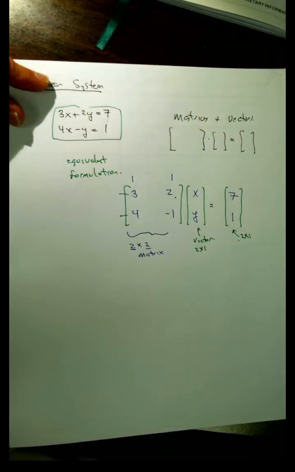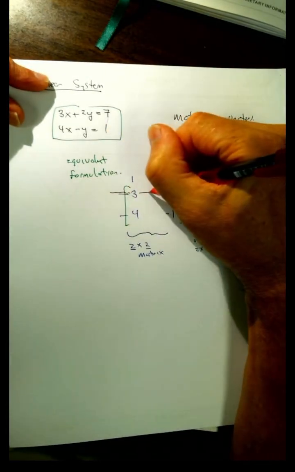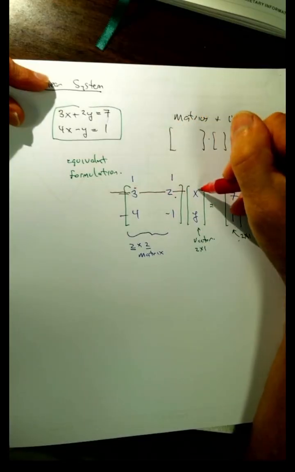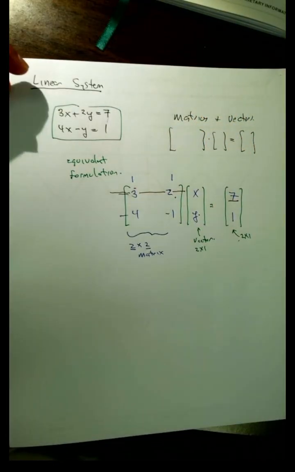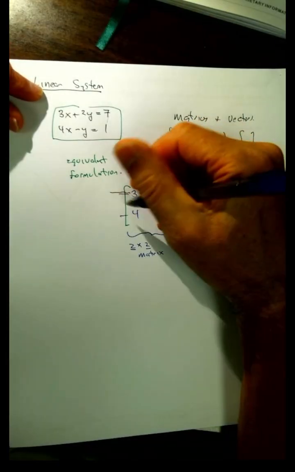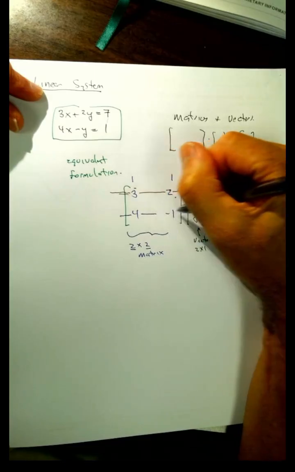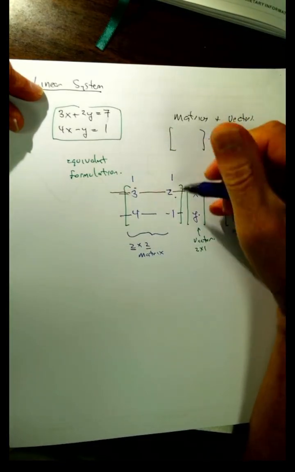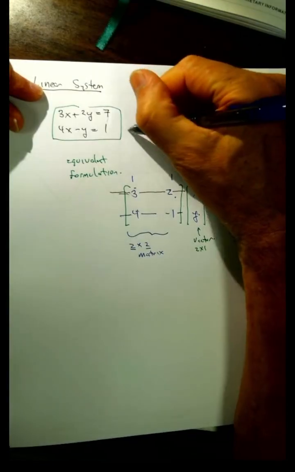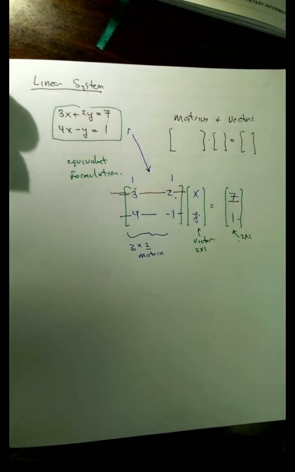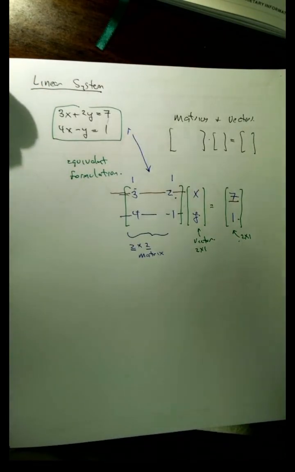We're going to go across. So I have 3 times x plus 2 times y is going to be that entry. And then for the second row, I'm going to go across the second row, 4 minus 1. So I'll have 4 times x plus minus 1 times y is 1. And these two expressions are exactly the same.